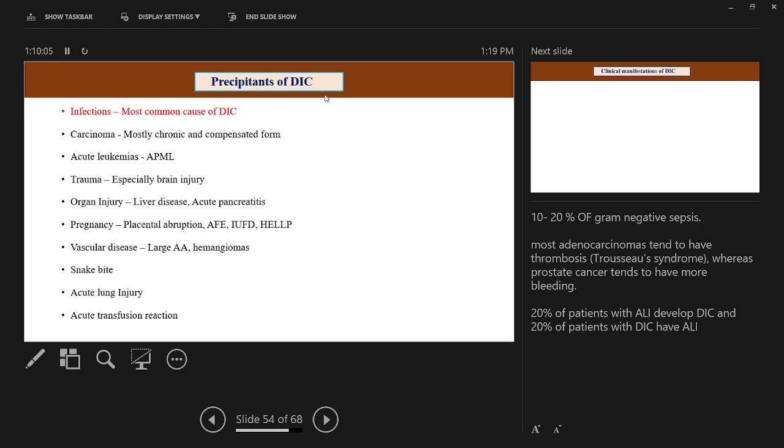Vascular disease like large aortic aneurysms and hemangiomas. Both of these also present with enhanced fibrinolytic type. Snake bite, such as hemotoxic snake bites, like viperine bites and rattlesnakes. Acute lung injury. There is a very classical presentation, which is that 20% of the patients with acute lung injury develop DIC, and 20% of the patients of DIC actually develop acute lung injury during the course of their disease. So it can also be because of the acute hemolytic transfusion reaction.